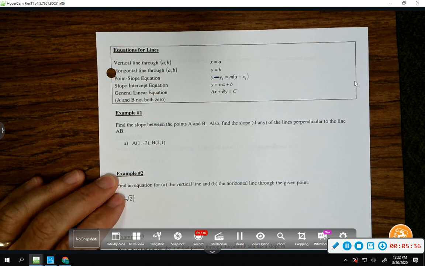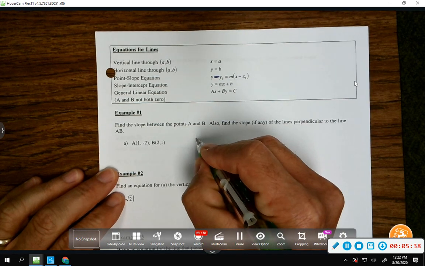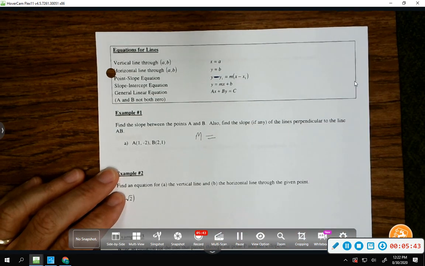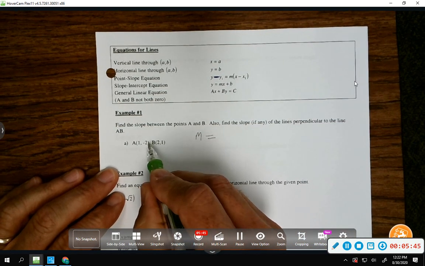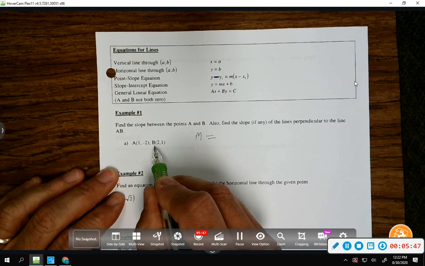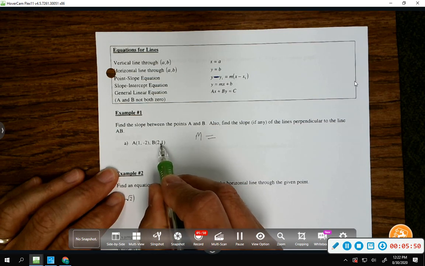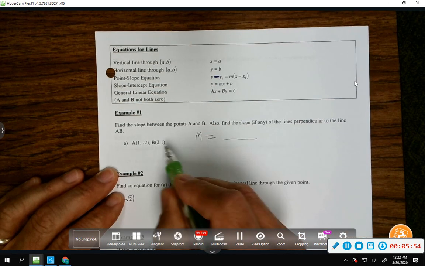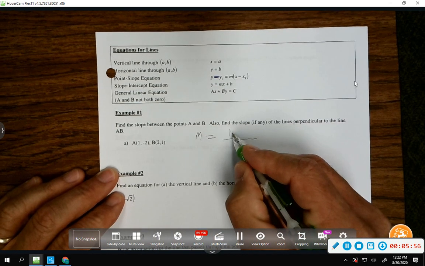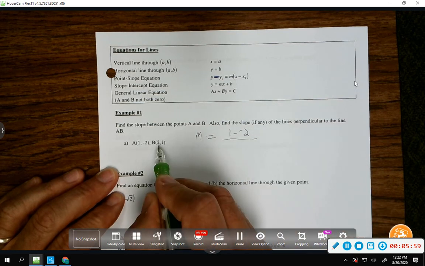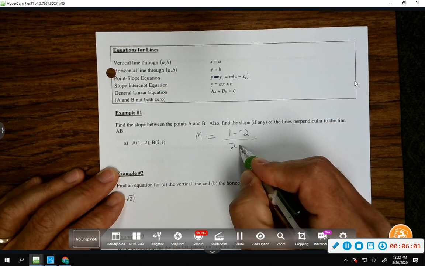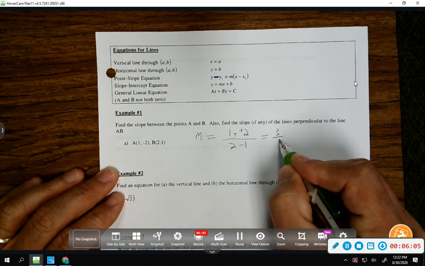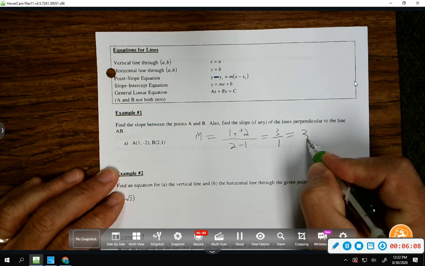So here now I'm going to start writing the work. In order to find the slope, we need to subtract the y-coordinates on top. It doesn't matter which one I start with, but if I'm going to start with point B, then I need to start with point B on both the top and the bottom. In other words, y minus the y-coordinate, 1 minus negative 2, over 2 minus 1. This becomes plus a positive, or 3 over 1, which is a slope of 3.